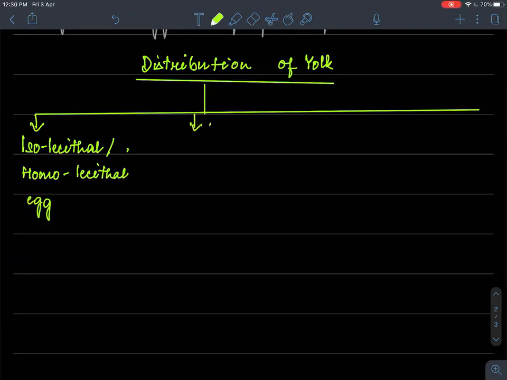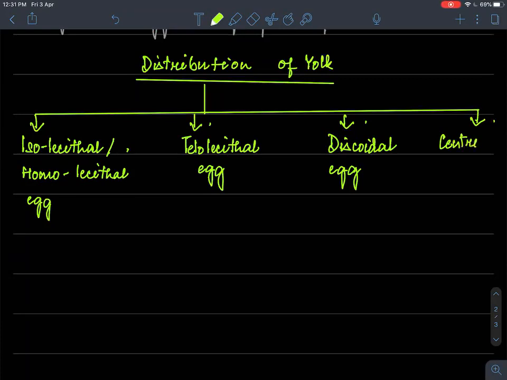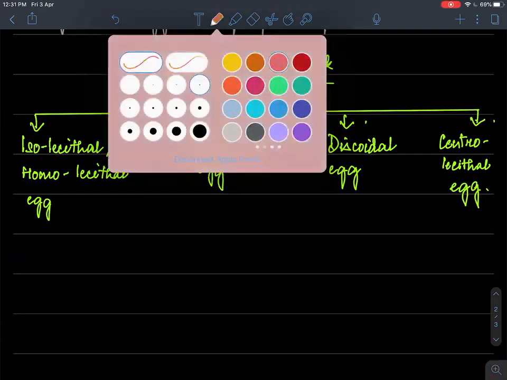number 2, telolecithal egg, number 3, discoidal egg, and number 4, centrolecithal egg. A very important question comes: insect egg is what kind of egg? It is a centrolecithal egg. You will get questions from here a lot of the time. So we are going to see each of them.